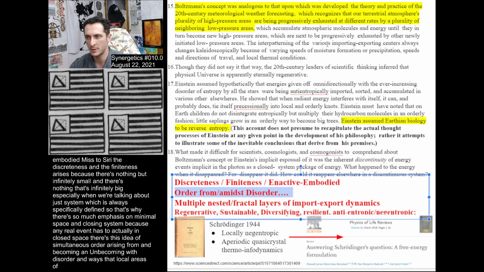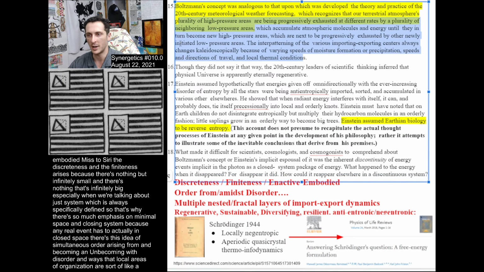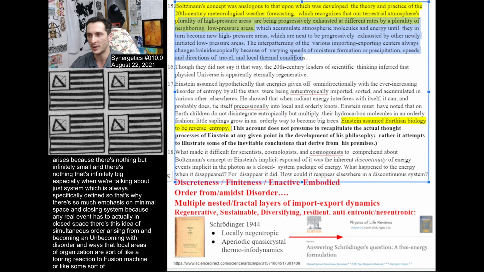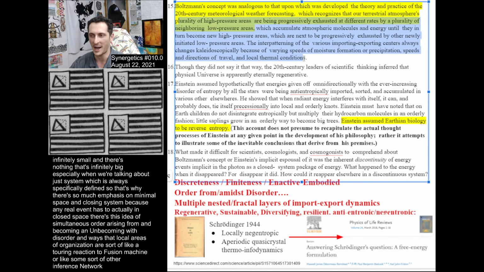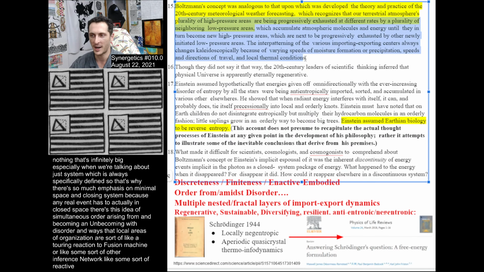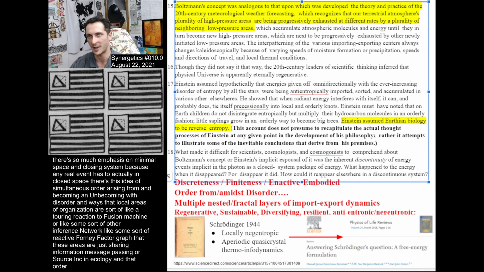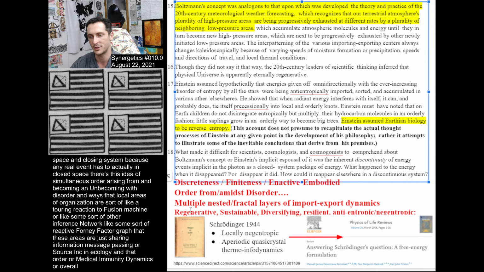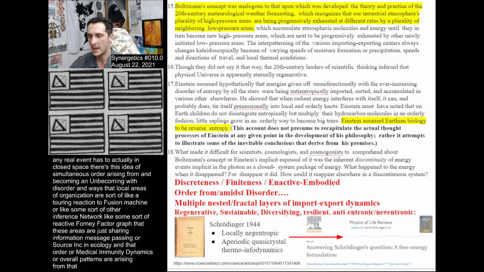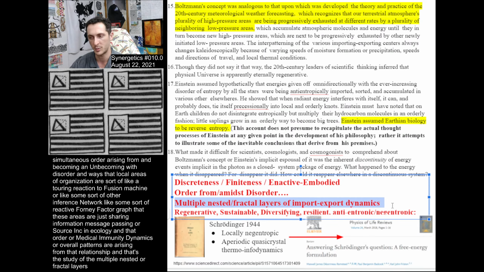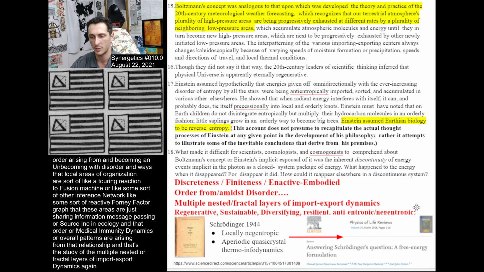There's this idea of simultaneous order arising from and becoming and unbecoming with disorder, and ways that local areas of organization are sort of like a Turing reaction diffusion machine, or like some sort of other inference network, like some sort of reactive Forney factor graph, that these areas are just sharing information, message passing, or source sync in ecology, and that order or meta community dynamics or overall patterns are arising from that relationship. And that's this idea of the multiple nested or fractal layers of import-export dynamics, again, informational or thermal.